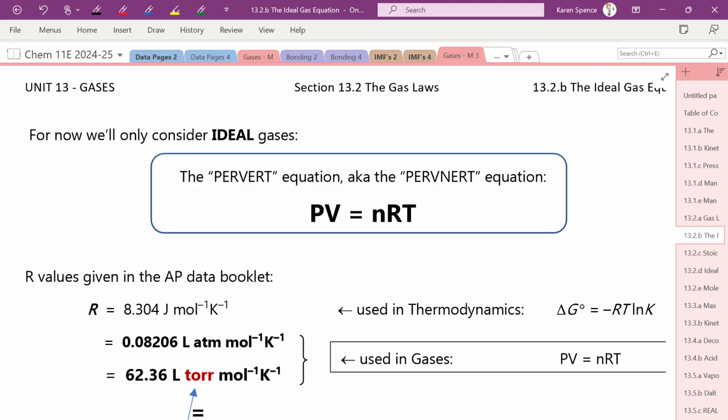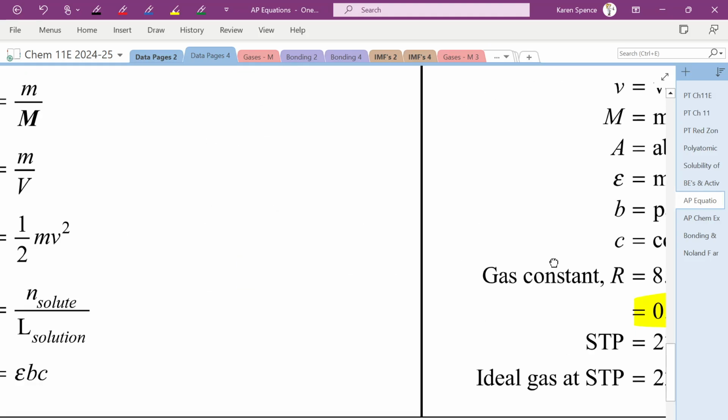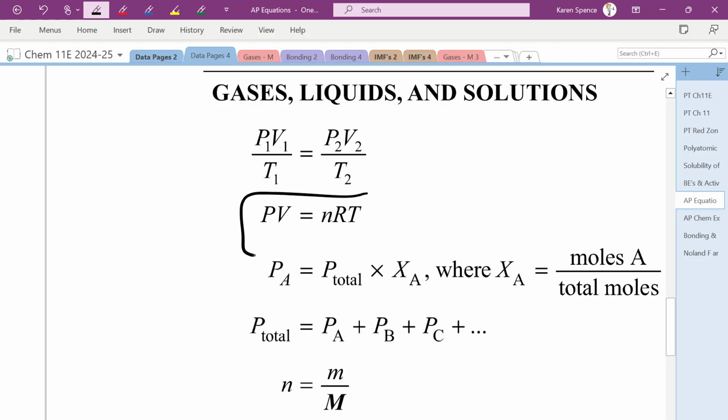The ideal gas law, of course, will be in your data pages. Where is it? Here it is, PV equals nRT. It is in the gases, liquids, and solutions section.